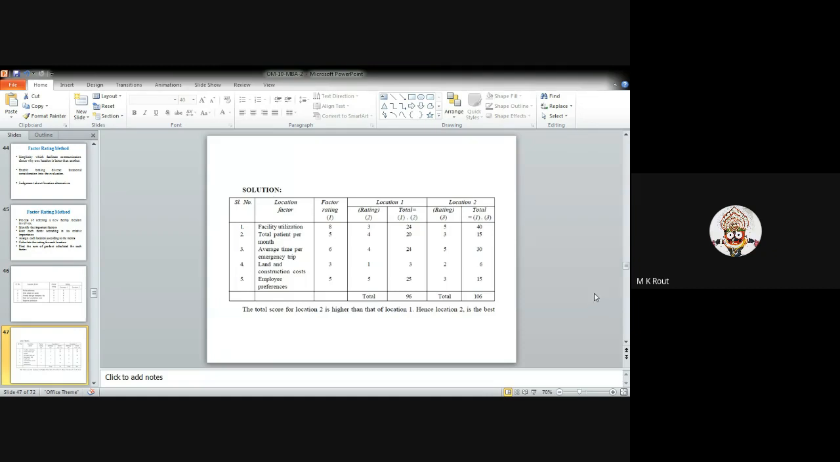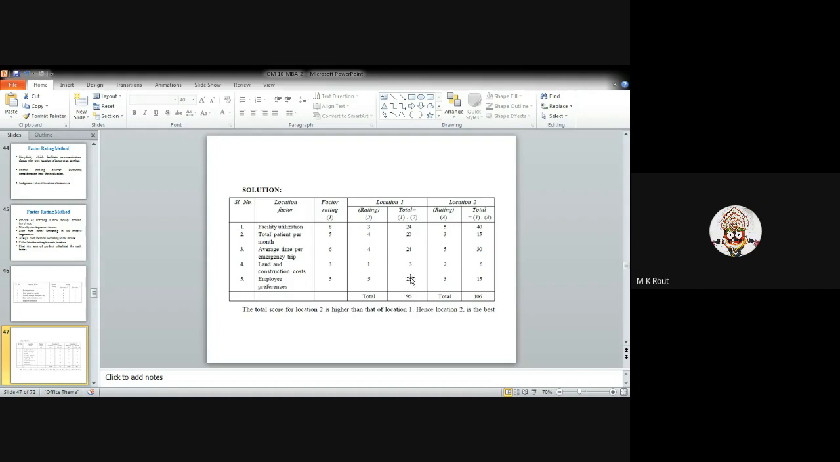Here is the answer or solution. I multiply with the factor weights. In case of location 1, that is 8 into 3, that is 24. The next factor, total patients per month, that is 5 into 4, 20. Average time per emergency trip, that is 6 into 4, 24. Land and construction cost, that is 3 into 1, 3, and employee preference, that is 5 into 5, 25.